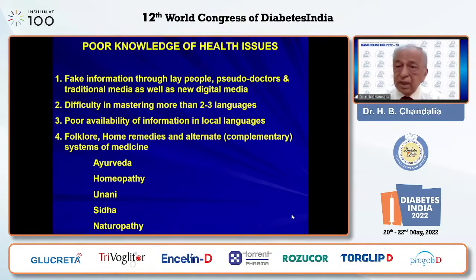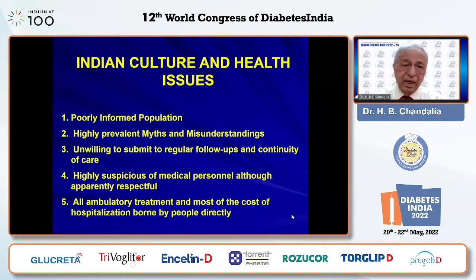And then we have the alternate systems, which are very important in India to tackle. You see, the Indian culture and health issues: it's a very poorly informed population with a lot of myths and misunderstanding. They do not believe in regular follow-up, and continuity of care is not only lacking in them, but many of us have also not yet understood what continuity of care in diabetes is. I have not seen many people talking about continuity of care or tackling this problem, showing how to do that.